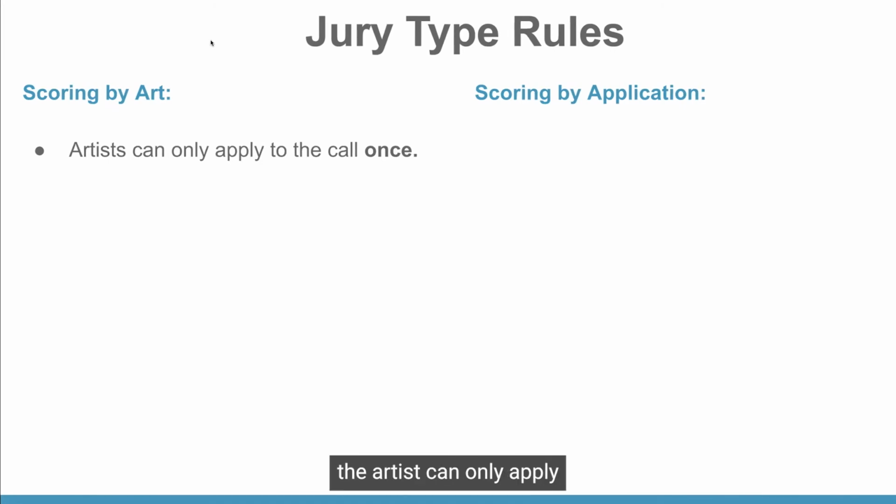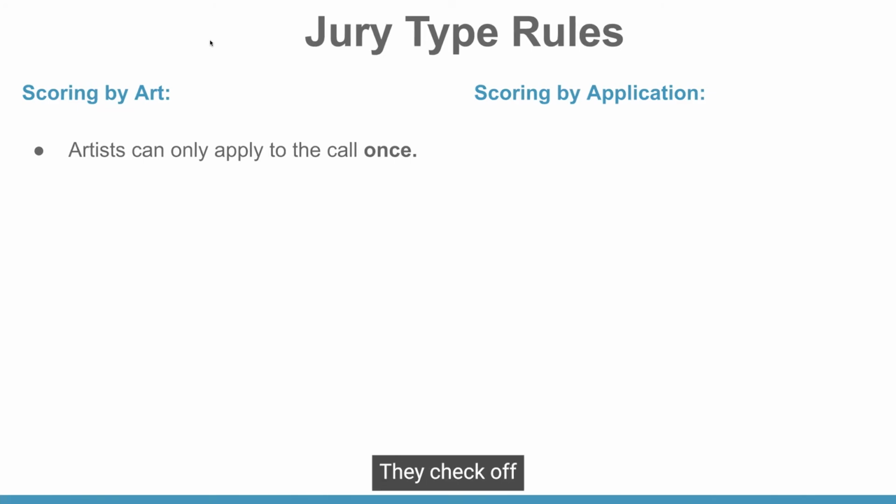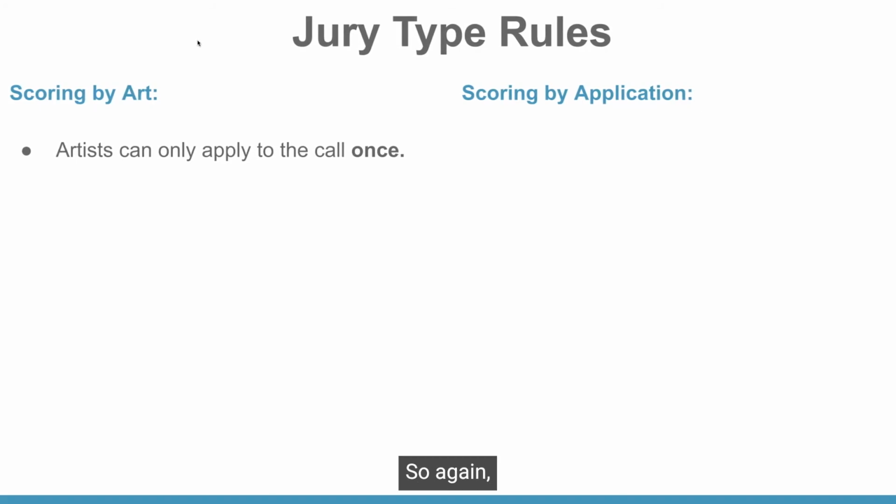So scoring by art calls, the artist can only apply to the call once. And by artist, I mean one artist account can only apply to your call once. They determine how many paintings or how many artworks or how many images they're applying to your call, and they do it all at the same time. They check off all the pieces that they want to submit at the same time. And once they submit and pay their entry fee, even if you don't have an entry fee, if they submit it, that's it. They're done. They're locked to that number of work samples that they've submitted. They're tied to the number of entry fees and media fees. So that's why we have it the way it is, because the system is calculating it. So, again, artists can only apply to a scoring by art call once.